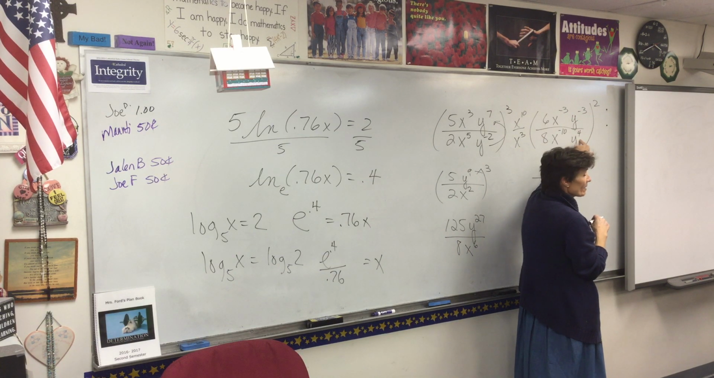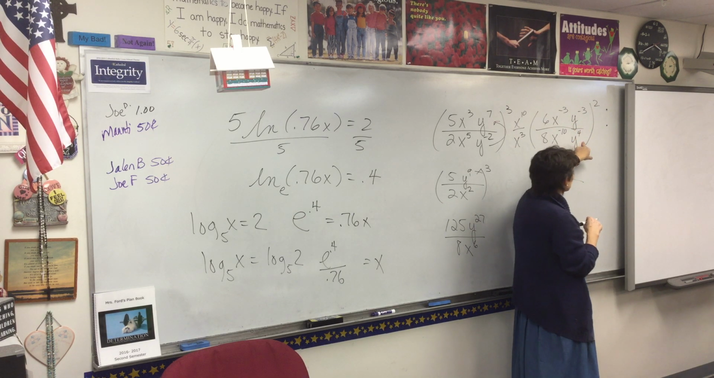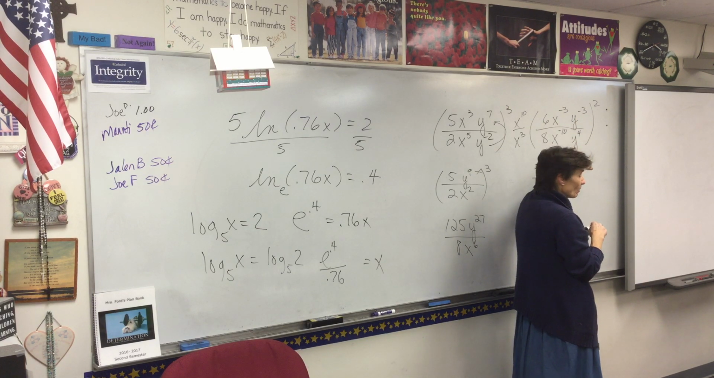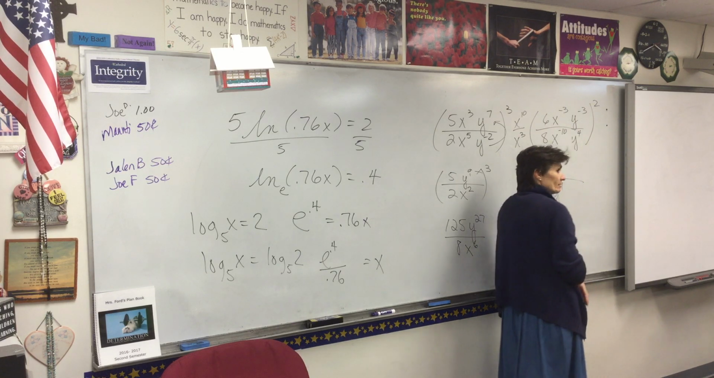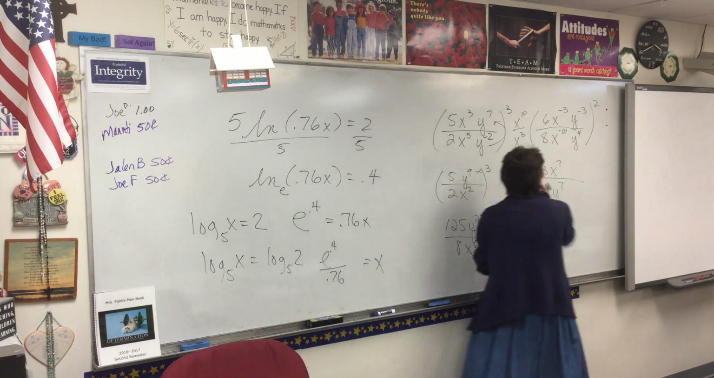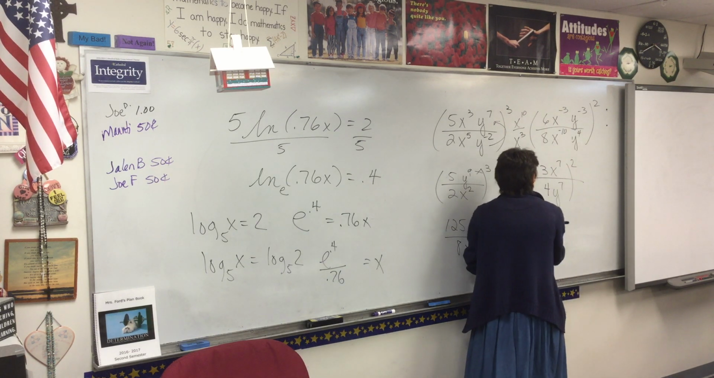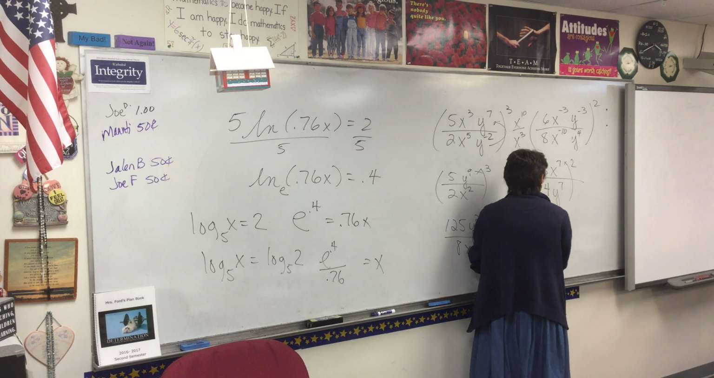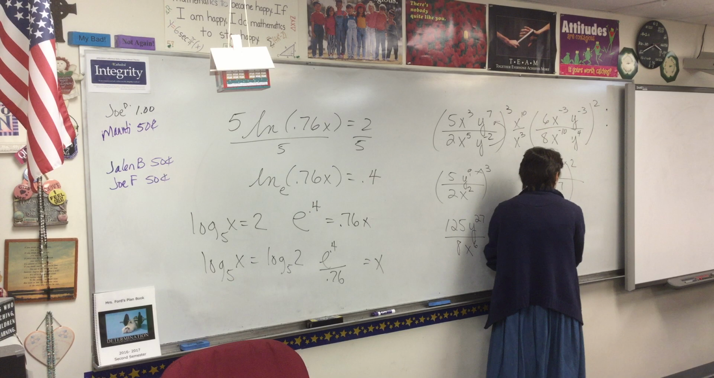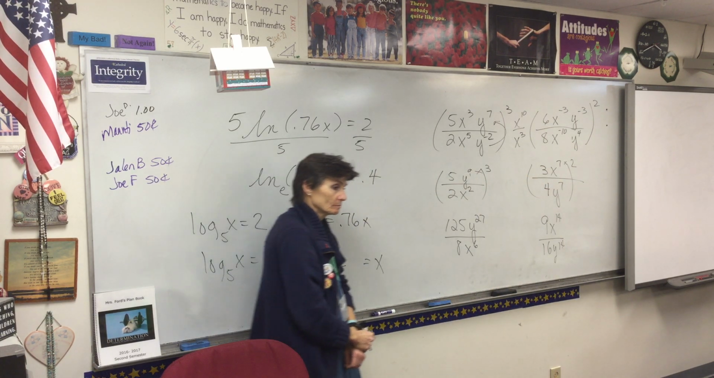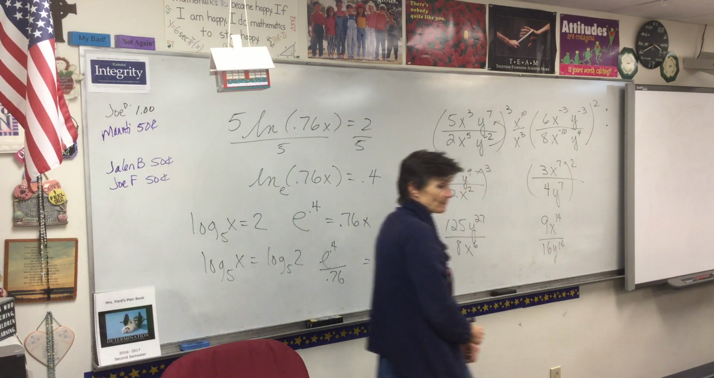Now, Y's, don't move that one. It stays right there. But these 3 have to flip down. So 4 of them are down there already. 3 of them are coming down. So now I have Y to the 7th. And I have to square it. So I have 9x to the, remember, 14, those get multiplied, 14, over Y to the 16. That's it. That was stuff we did in class.